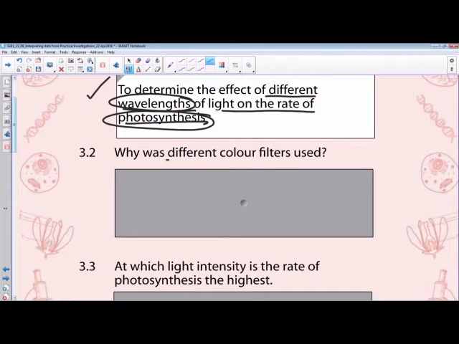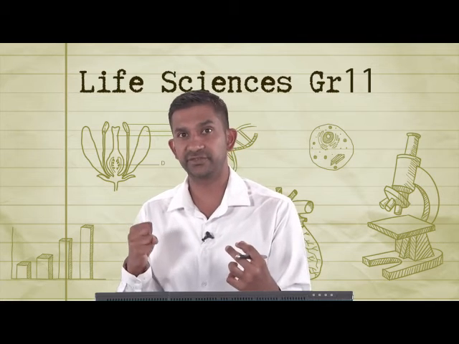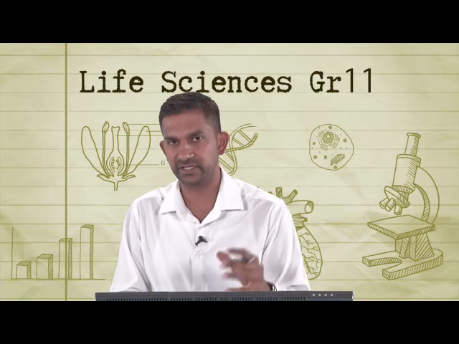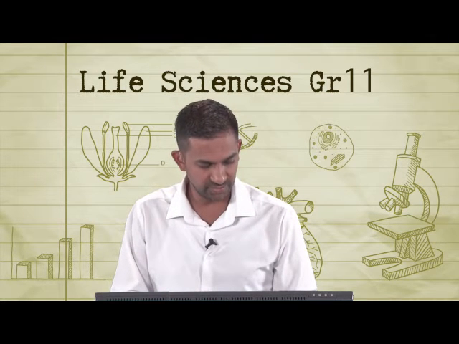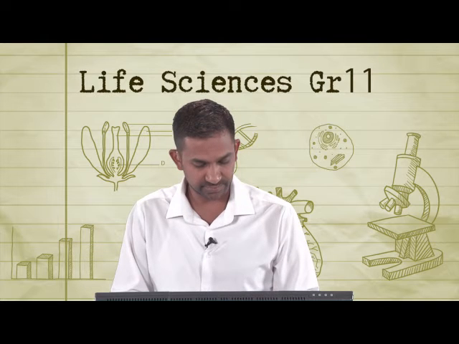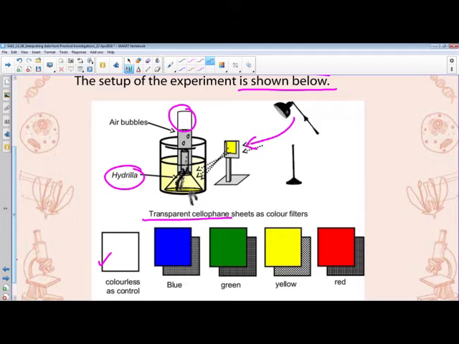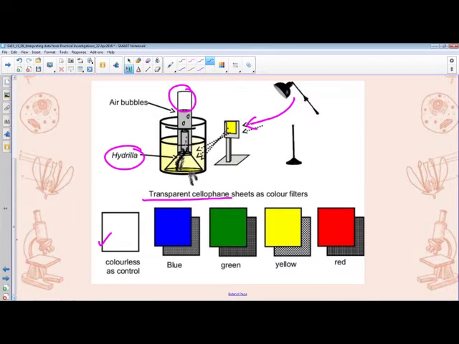Why were different color filters used? Essentially, as I said, these color filters will allow white light to pass through and filter out the rest of the light and only allow a specific color of light to pass through. Hence, when you used a red filter, it was red light that passed through. When you used a green filter, it was green light that passed through, and so forth. So these filters were used to allow only a specific color of light, in other words, a specific wavelength of light to pass through. So this was manipulated to allow the wavelengths of light to be controlled from an independent variable perspective.